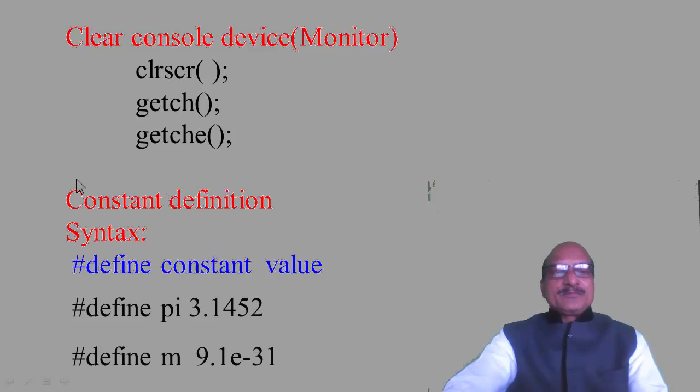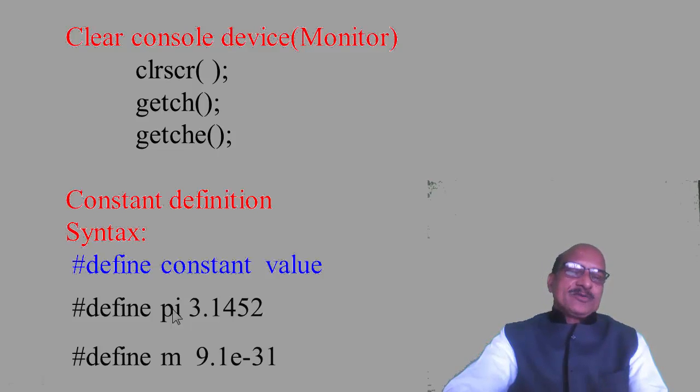Now in most problems or programs we require some constants. Those constants can be defined by using the C language statement hash define. The syntax is hash define, then you write the constant name and then put the value. Don't use commas, that is not allowed. So for example, define pi 3.1452.